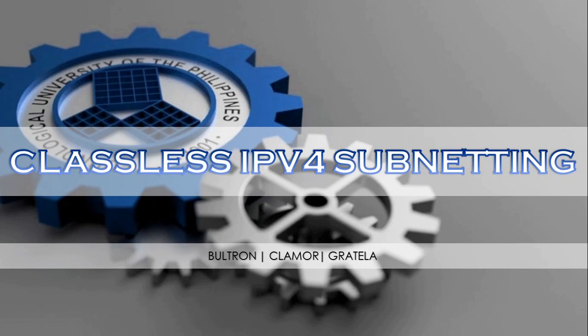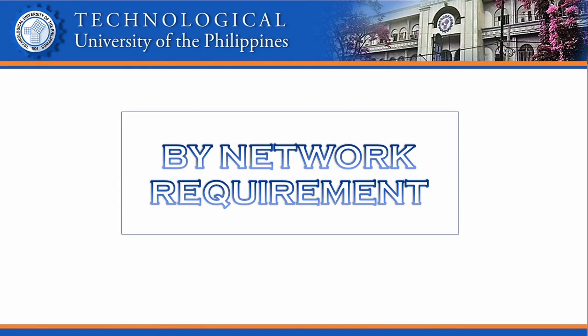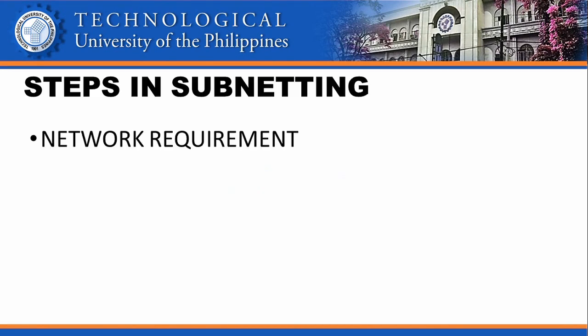In subnetting, there are two types. First is by network requirement, the second is by host requirement. So, una natin i-discuss is yung by network requirement. There are various steps in subnetting. First, get the network requirement. Second, how many bits? Paano kinukuha yung bits? It depends on the number of our network requirement.